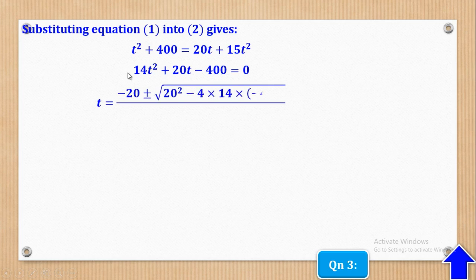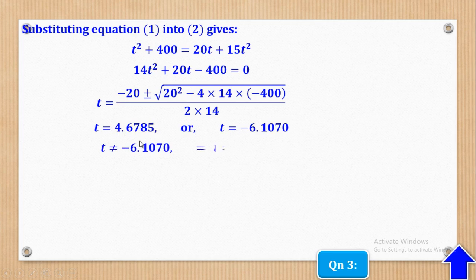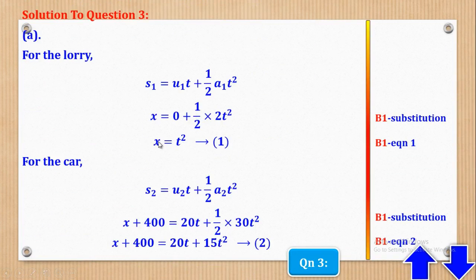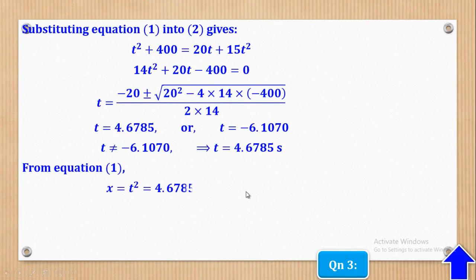Now when I solve the equation using the calculator, I'll come up with T being equal to 4.6785 or T equal to negative 6.1070. But we know that T cannot be negative in this case, so therefore T will be equal to 4.6785 seconds. Now that I've got the value of T, I can go back to equation 1. Remember, equation 1 was given by X equal to T squared. So I'll substitute for T to get the value of X, and the value of X will be 21.8884 meters.